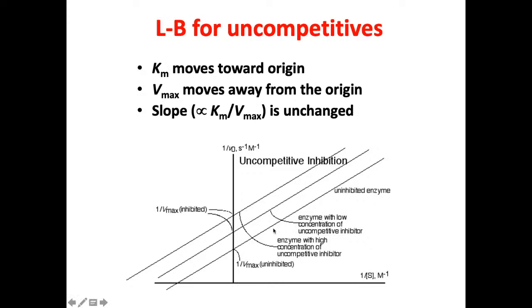This is an uninhibited enzyme, and Vmax is uninhibited here, and your Km. But if you increase the concentration, the slope... oh, sorry, the slope remains the same, but 1 by Vmax is increasing, going up and up, and this is going further also.